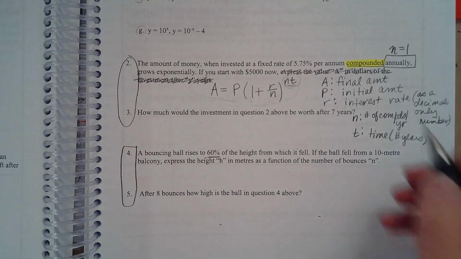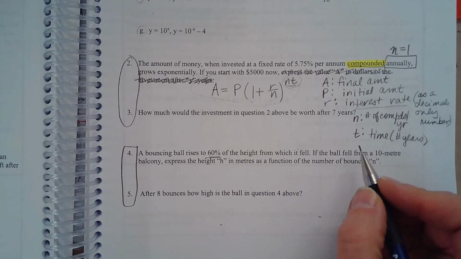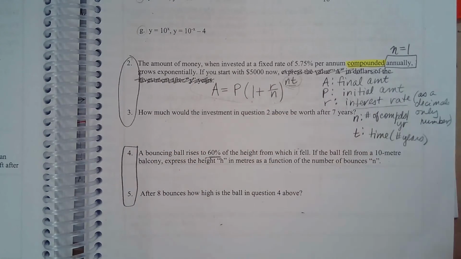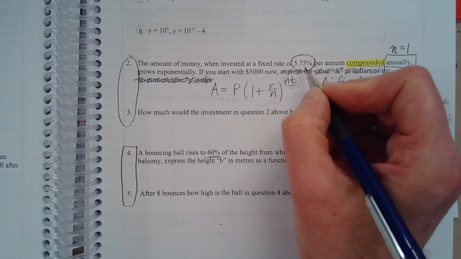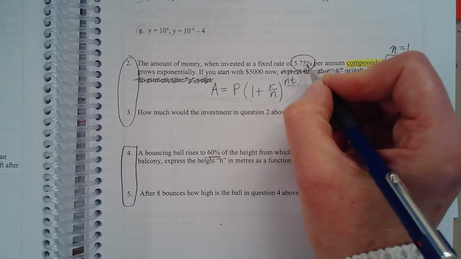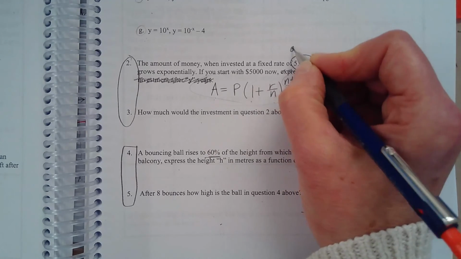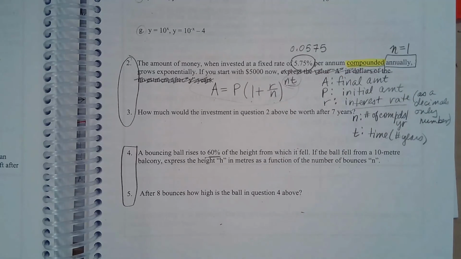Now, one more thing I want to address. What do I mean by the interest rate as a decimal number only? What's the interest rate in this question? Read it again. What interest rate is the bank giving this person? 5.75%, which is a lot. That's actually pretty good. Now, that's a percent number. We have to convert that to decimals only. So what would that be as a decimal number? Divide by 100, and you'll get 0.0575. Because we only use pure decimal numbers in formulas. We don't use percents.